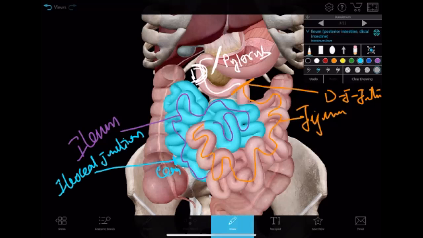It consists of three parts: duodenum, jejunum, and ileum. The duodenum is from the pylorus to the duodenojejunal junction. The jejunum is from the duodenojejunal junction to the jejunoileal junction. There is no clear demarcation between the jejunum and ileum. The ileum is from the jejunoileal junction to the ileocecal junction.